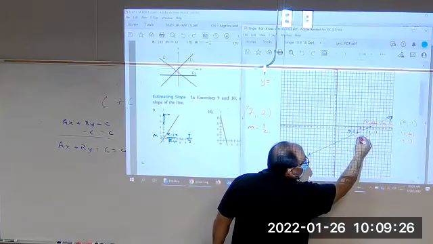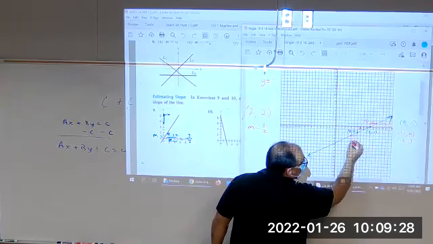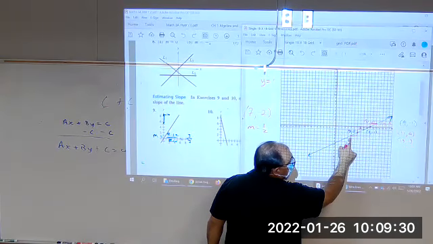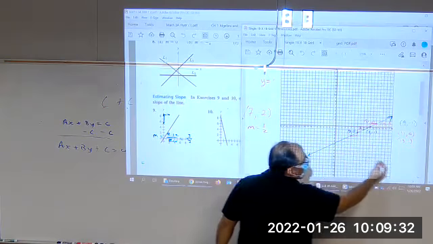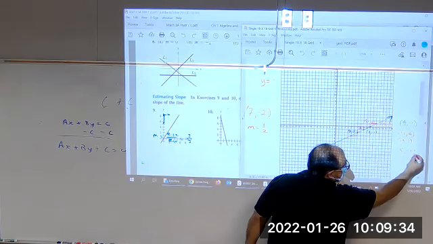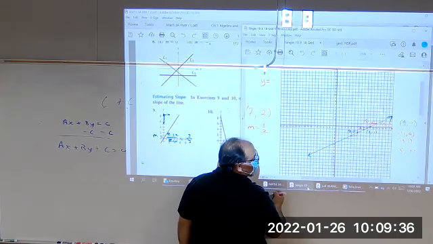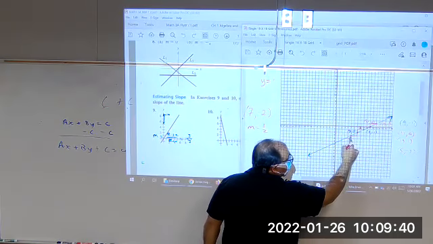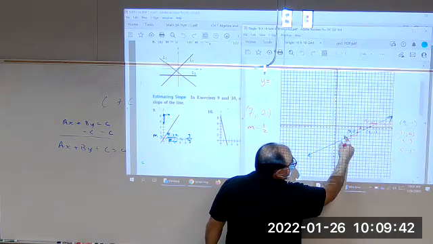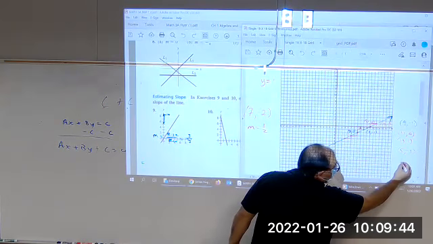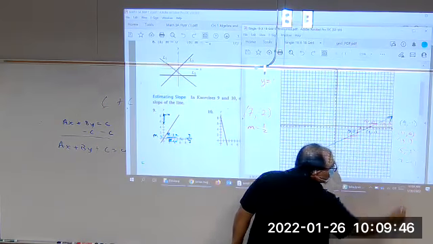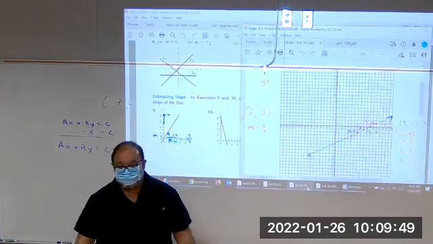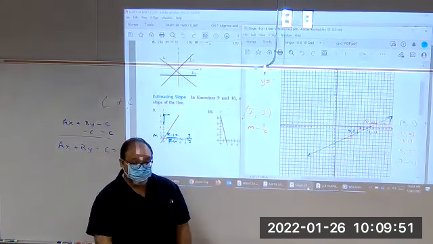I could have gone down 1, left 2. Also, a possible answer would be x equals 5, y equals -3. Down 1, over 2 to the left: x is equal to 3, y is -4. These are all possible answers. That's why we're saying there's many possible answers.